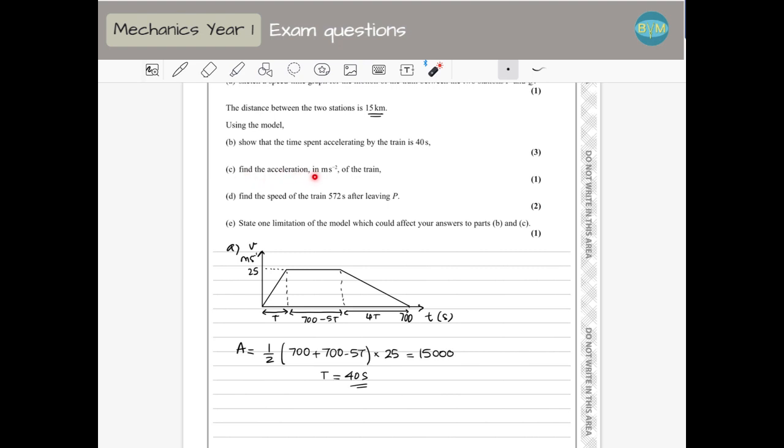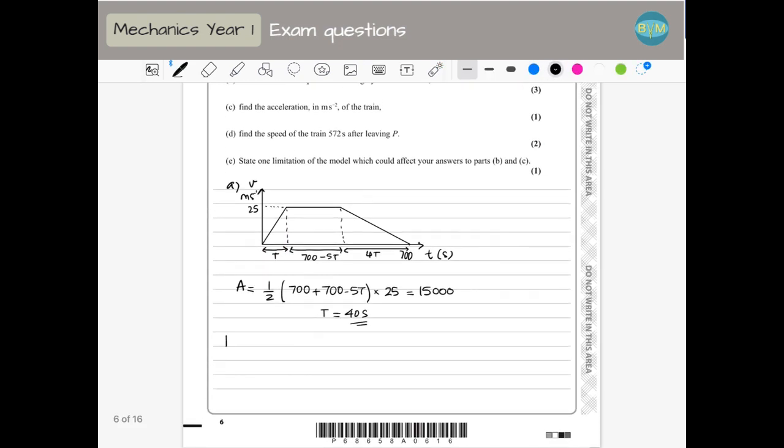Then it says find the acceleration in meters per second squared of the train. So the acceleration is this bit here. We can use SUVAT because it's constant acceleration, or we can use the idea that the gradient of the velocity time line is the acceleration. So the gradient of this line is the change in y, which is 25, divided by the change in x, which is 40 that we just found. So for part B, acceleration is 25 divided by 40, which is 0.625 meters per second squared. That's my acceleration.